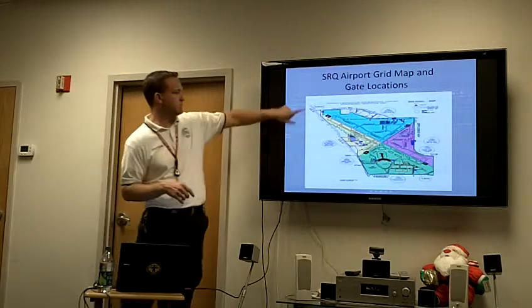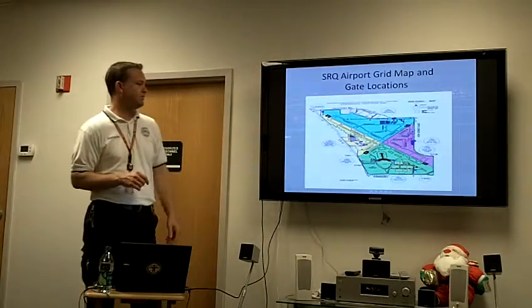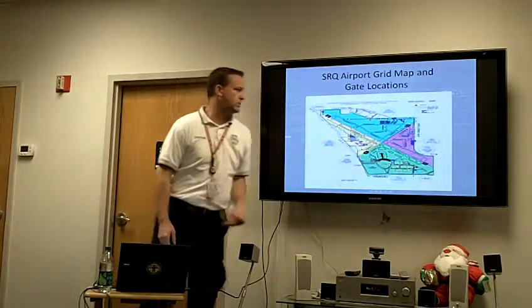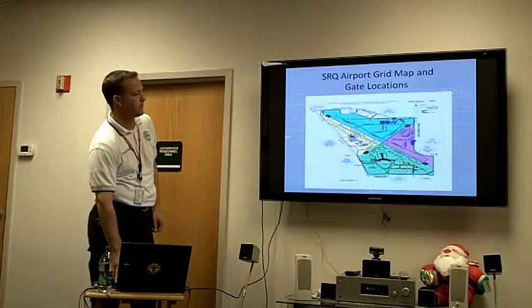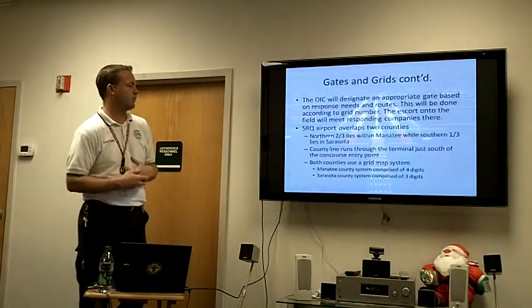Alright, this shows the basic gate locations more in a map form. You can see these 2 gates here require special entry, basically inspections by the police department to ensure that unwanted items are not brought onto the air carrier ramp.